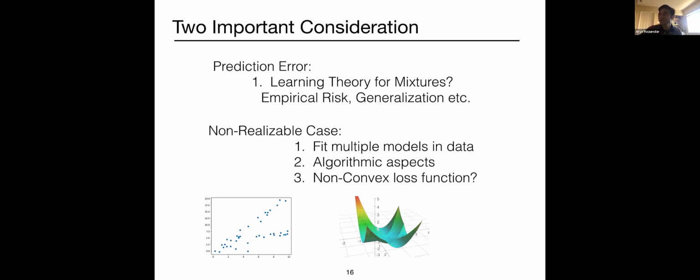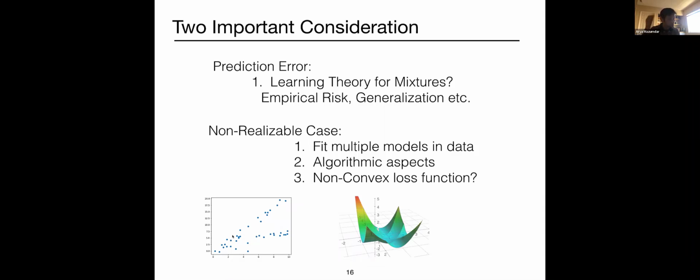So one is the prediction error. Suppose you learn these two lines. Can there be a learning theory for mixtures? If there is, for example, suppose this is the data set you are given. You can write down an empirical risk function, and you can solve that to fit two models. But then how are you going to do any prediction from this? Can you make this question well defined? Since you have two models, at the time of prediction, you're going to give me two answers.